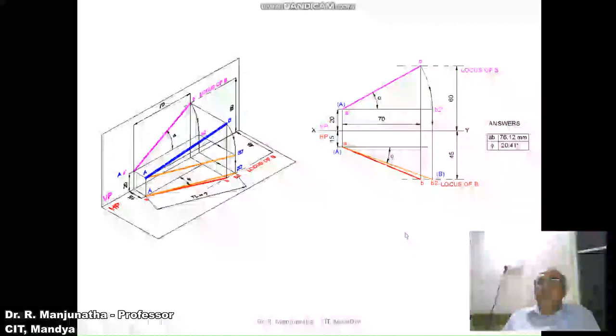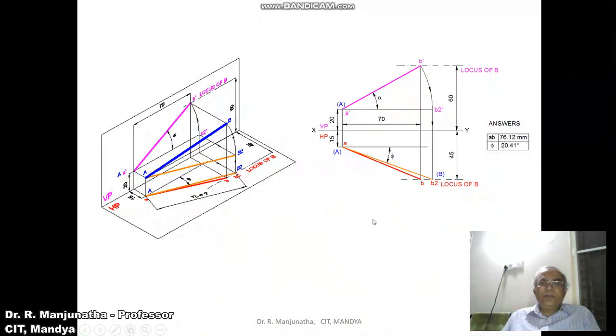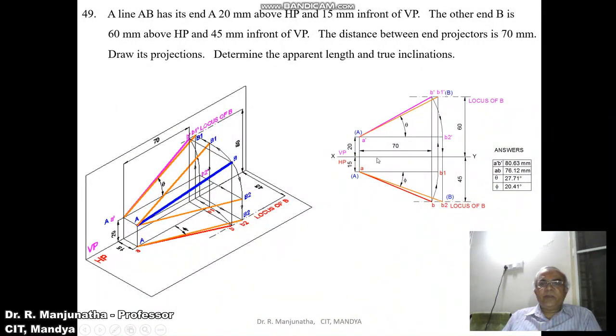Now we are going to solve this problem by using the sketchbook. First we will draw the XY line and mark X, Y, VP and HP.